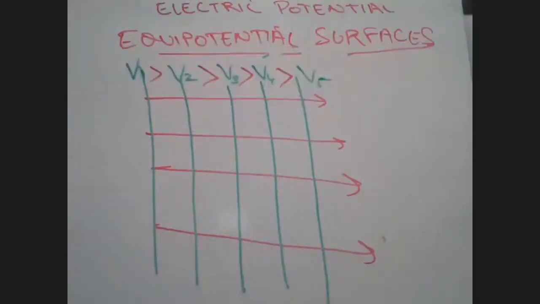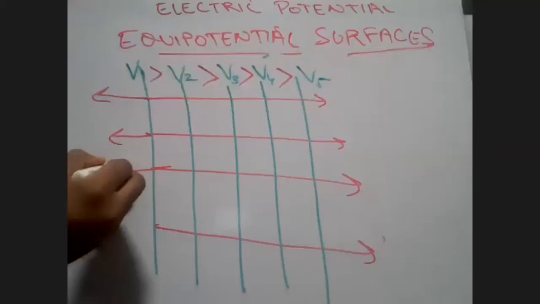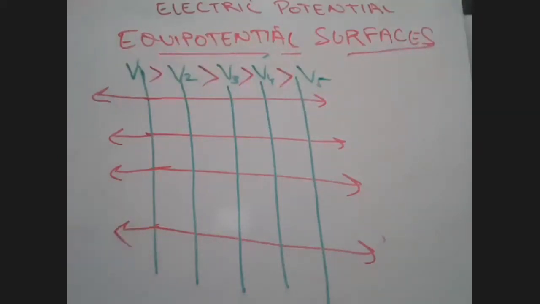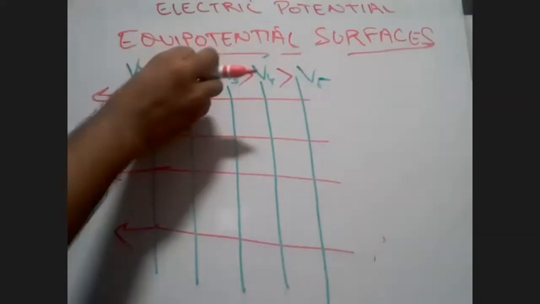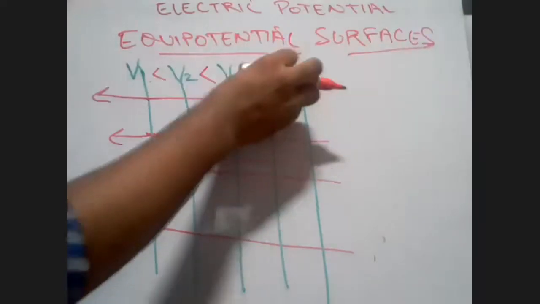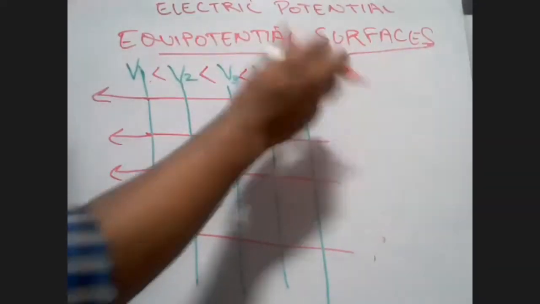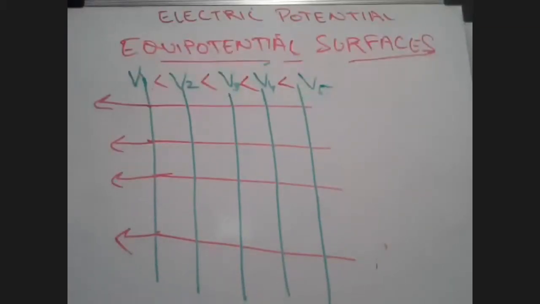But suppose I say that the electric field lines are now going in this direction. Then what is going to happen? V1 is the smallest and V5 is the greatest. So now it is very clear that the potential decreases along the direction of the electric field. I have also derived it, there is also a derivation done regarding it. So I can consider that this is quite clear to everyone.